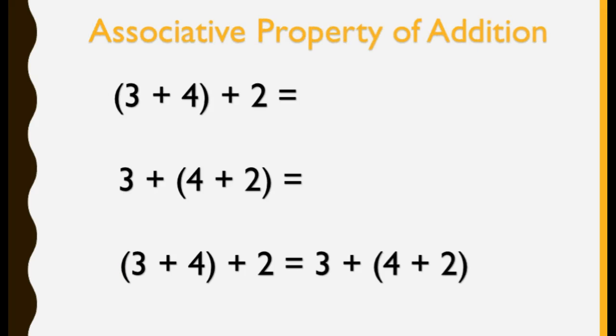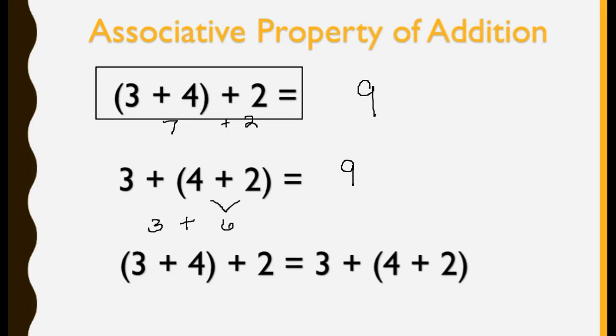And you can also see it's true for addition. So if you group these two numbers and do that first, 3 plus 4 is 7 plus 2, well, that would be 9. But if you group the other ones and do this first, 6 plus 3, that would still equal 9. So you could say that this equals this, because they both equal the same number. And so you could write it like this.